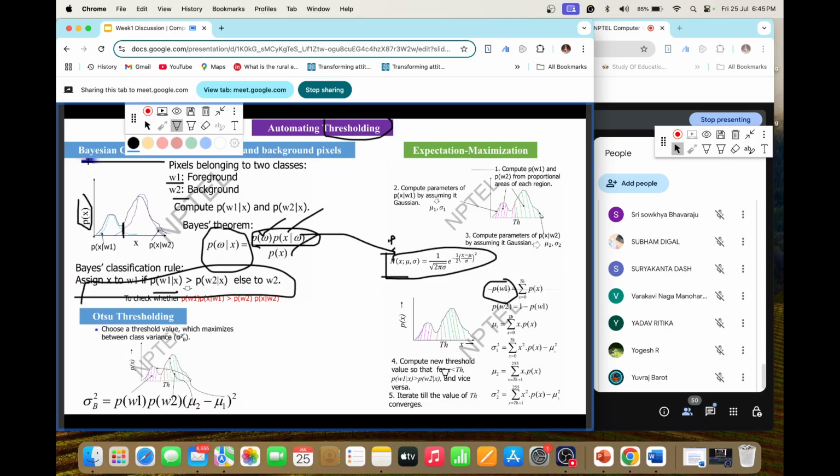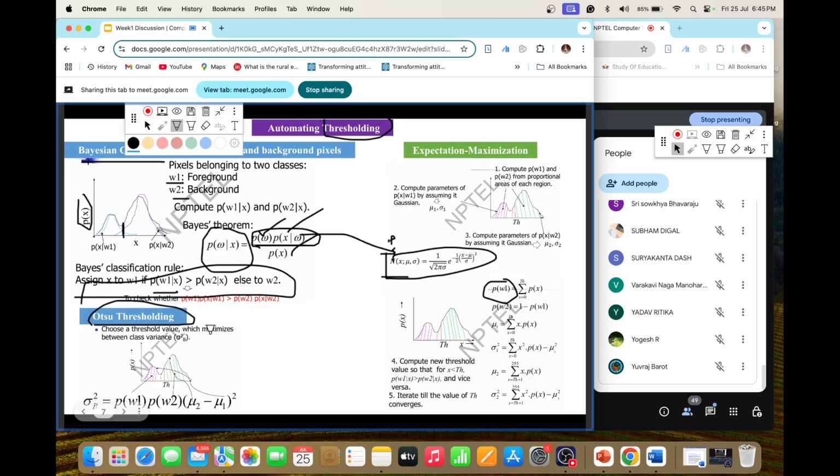There is another automating threshold process known as Otsu thresholding. Again, how does it choose the threshold? It chooses the threshold value which maximizes the between-class variance, sigma b square. This is the formula of sigma b square: pw1 into pw2, into (u2 minus u1) squared. What are u2 and u1?